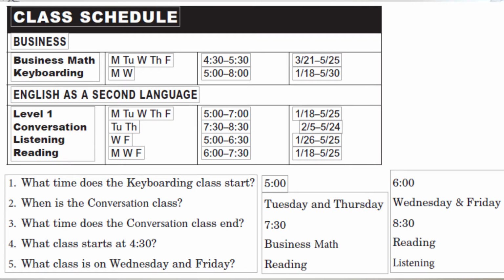Here you see a school class schedule. There are 2 types of classes on this schedule. One is business. The other class is English as a second language. Do you see that there are 2 business classes? There's business math that meets on Monday, Tuesday, Wednesday, Thursday, and Friday from 4:30 to 5:30. Keyboarding class meets on Monday and Wednesday from 5 p.m. to 8 p.m.